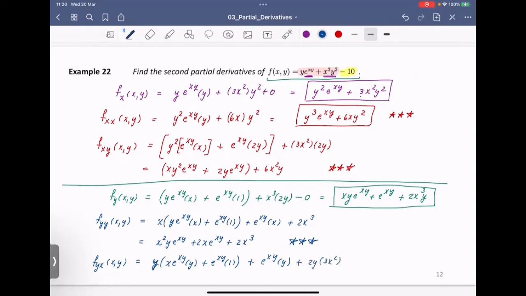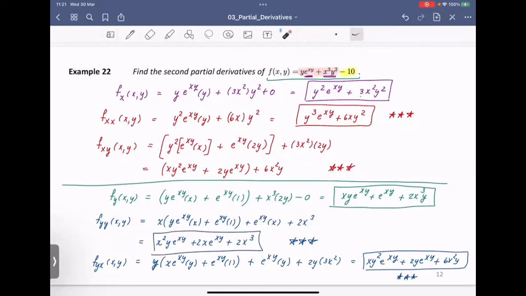Well, if you simplify it, you're going to get, well, let me cheat. So if you simplify it, you're going to get xy squared e to the xy, and then plus e to the xy, and oh sorry, 2y e to the xy, sorry. 2y e to the xy, and then plus 6x squared y. This is also an answer.